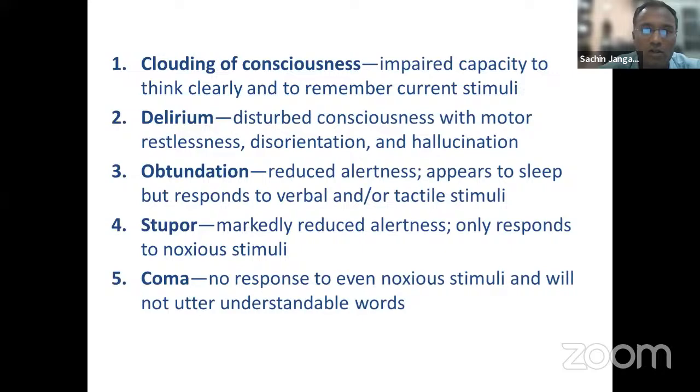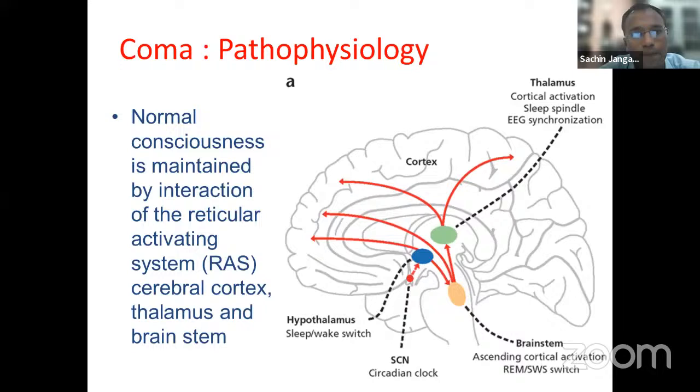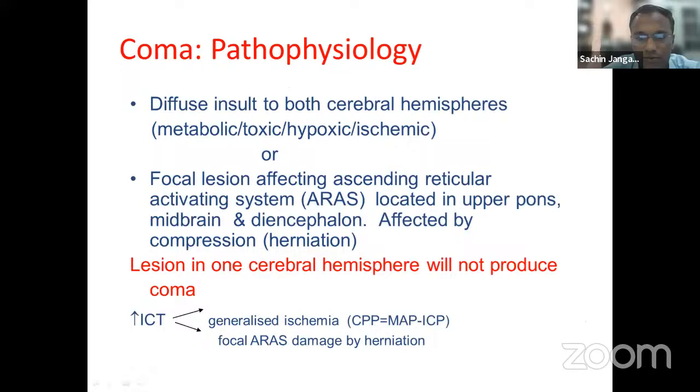So what is the pathophysiology of coma? Normal consciousness is maintained by the interaction of the reticular activating system, which consists of the cerebral cortex, thalamus, and brainstem. Coma occurs if there is a diffuse insult to both the cerebral hemispheres. It can be metabolic, toxic, or hypoxic or ischemic damage, or it may be a focal lesion which affects the ascending reticular activating system located in the upper pons, midbrain, and diencephalon. This area can be affected by compression.